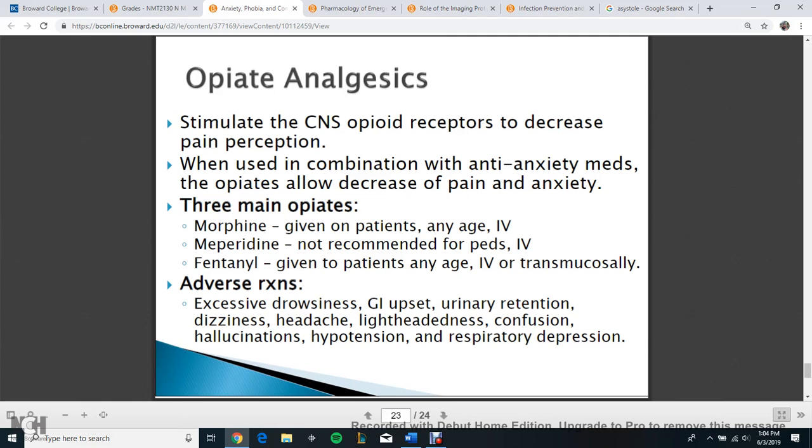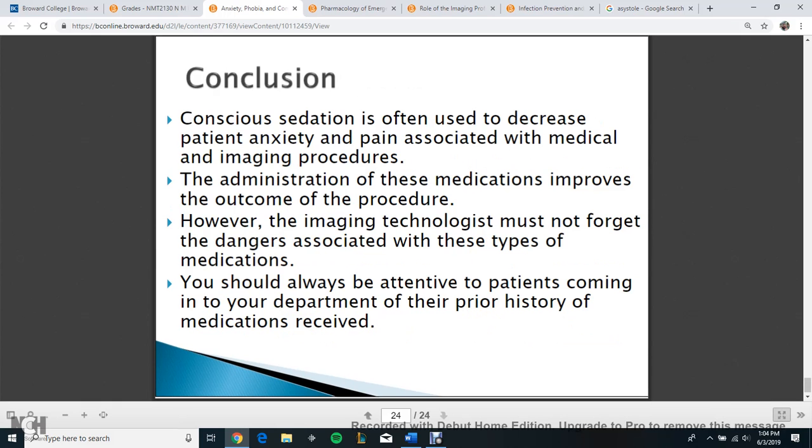Adverse reactions: excessive drowsiness, GI upset, urinary retention, dizziness, headache, lightheadedness, confusion, hallucinations, hypotension, and respiratory depression.